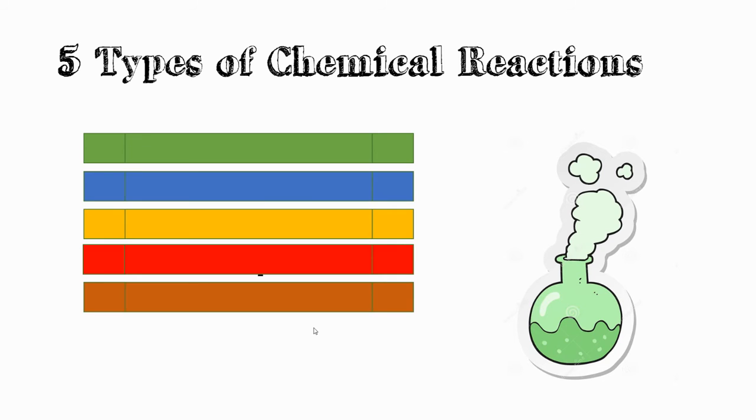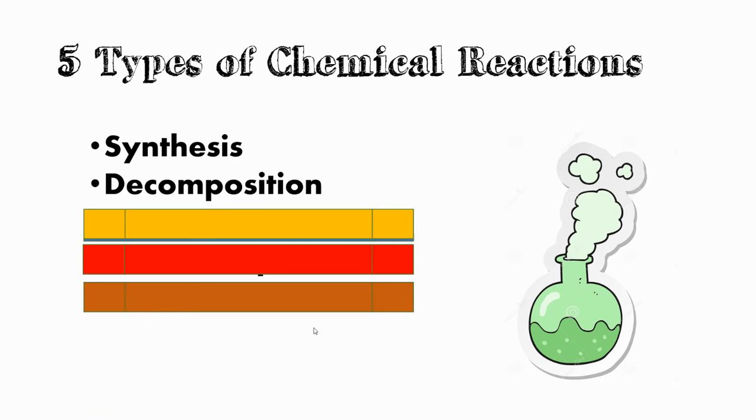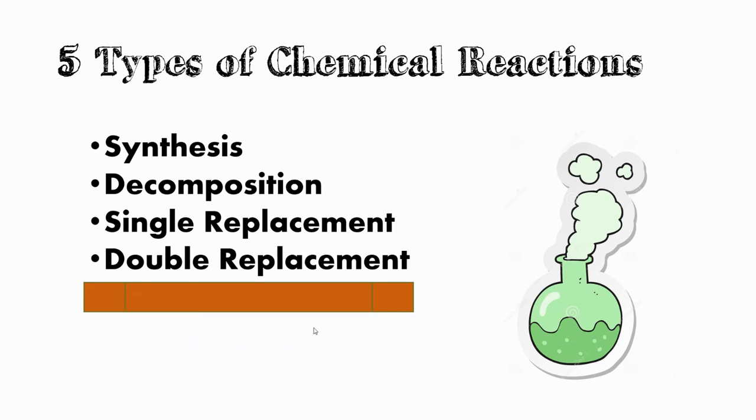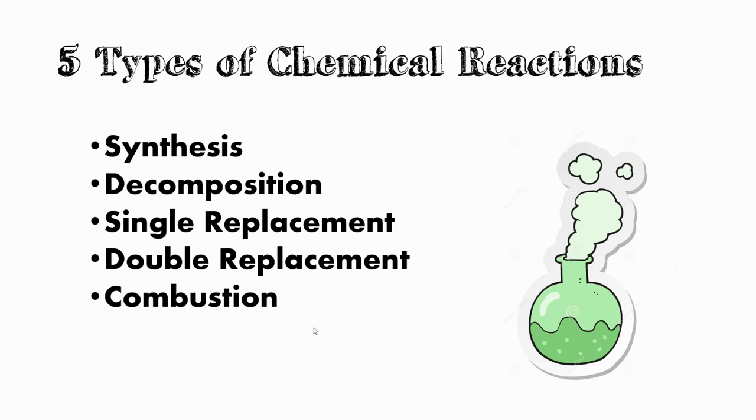So there are 5 types of chemical reactions. We have synthesis, decomposition, single replacement, double replacement, and combustion. So let's go ahead and take a closer look at each one of these.